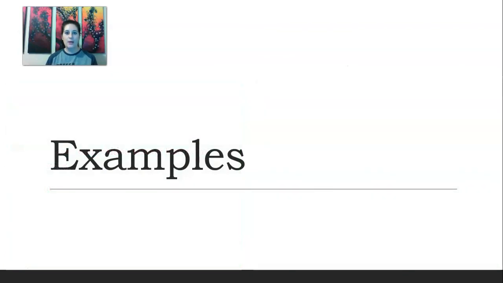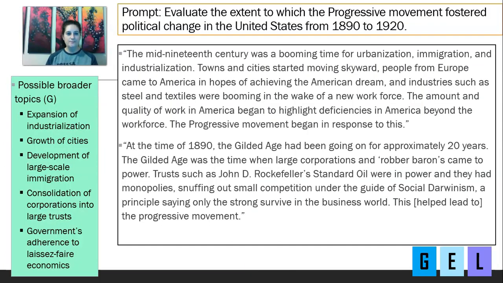Let's look at some real examples. So here we have the 2019 DBQ on progressivism. Evaluate the extent to which the progressive movement fostered political change in the United States from 1890 to 1920. Possible examples I have over on the right-hand side of the screen. These are all examples that I just pulled from College Board. It's pretty easy to come up with an example.